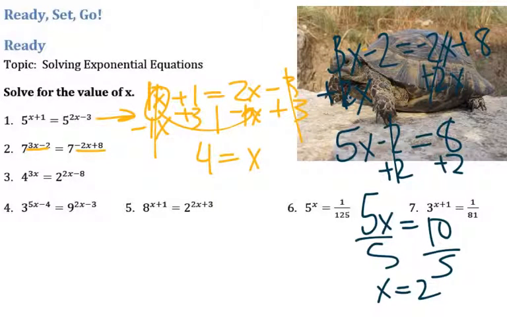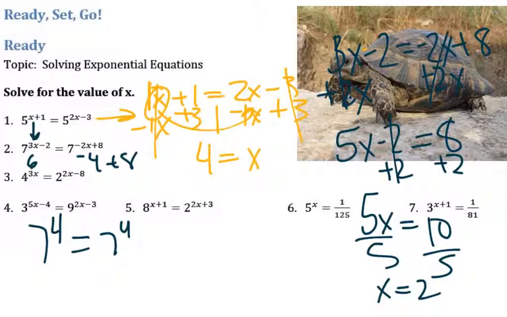If you need to, you can double check that by plugging the 2 in. 3 times 2 is 6, minus 2 is 4, so it's 7 to the 4th. Negative 2 times 2 would give us negative 4, plus 8 would give us 7 to the 4th. Okay? So that's all we do.